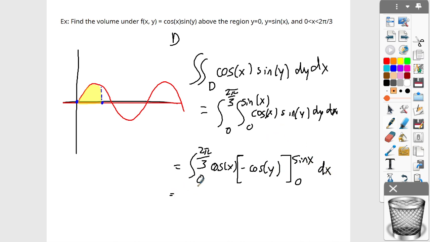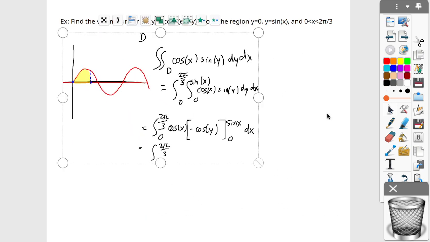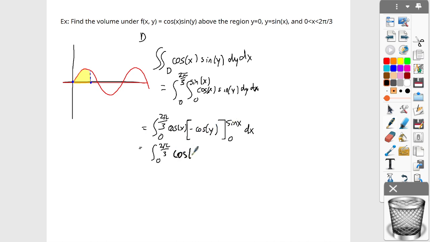And this is equal to the integral from 0 to 2 pi over 3 of, let me shrink this down. Cosine x, if you add sine x, it's just sine x, right? So cosine x, I'm going to put the negative outside because this is really annoying. Cosine of sine x minus cosine of 0, which is 1, dx.